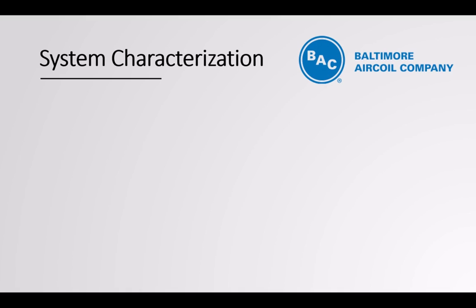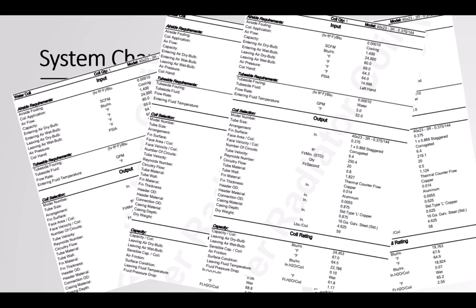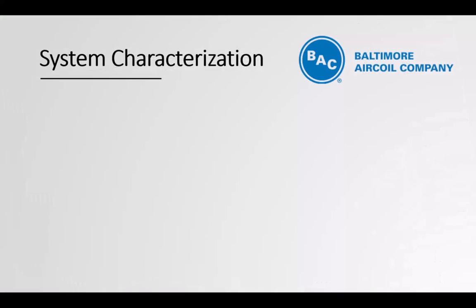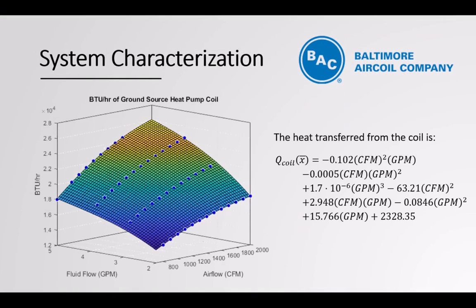The results of this analysis produced, well, a lot of data. And for each one of these measurement sheets at a fixed GPM and CFM, I was able to compute the BTU hour output. Doing this many times, I fit the data points to a curve on MATLAB and obtained a function for the heat transfer of the coil in terms of CFM and GPM.